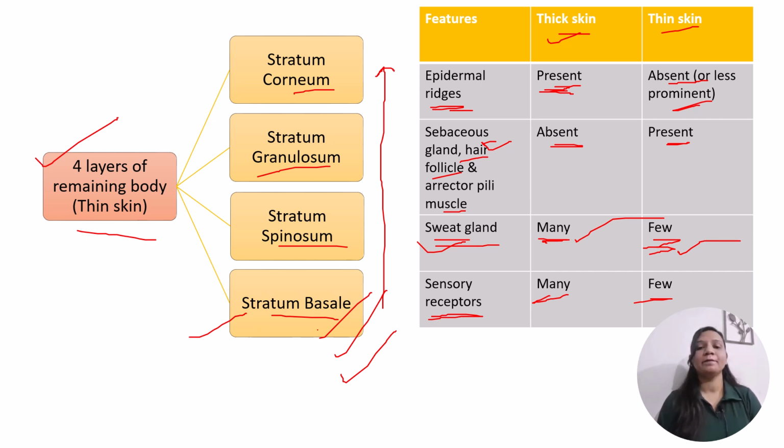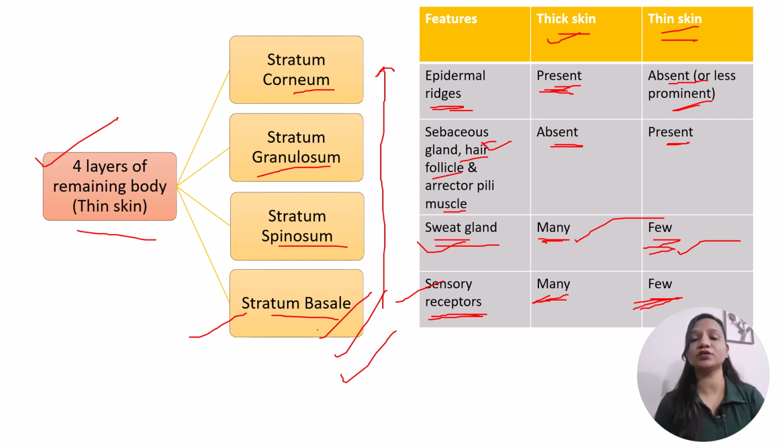Why so? Because here also there is a functional requirement. A high number of sensory receptors helps with grip and exploration of objects in the palms, and also helps with balance and movement in the soles. So there is more functional requirement for sensory receptors in thick skin as compared to thin skin. That's why sensory receptors are many in the thick skin and fewer in thin skin.